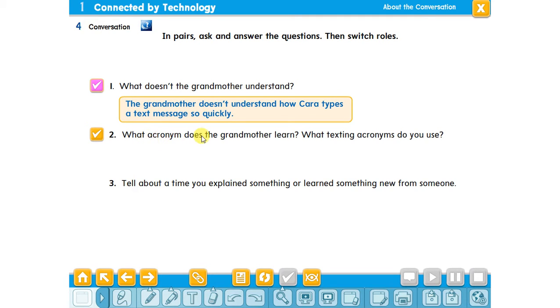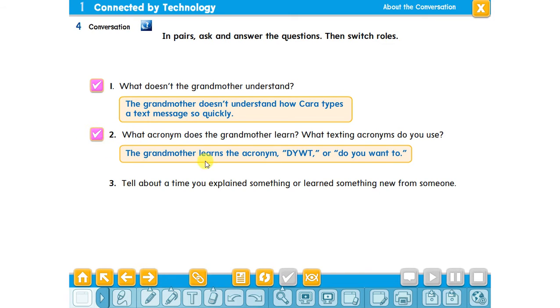What acronym does the grandmother learn? What did she learn? What texting acronyms do you use? You yourself. How do you use acronyms? Usually when you type to your friend. Let's see. What acronyms? The last one اللي هي فيها 8. The grandmother learns the acronym اللي هي DYWT. Or do you want to? This is the one. And the one she learned also, the last one, which has 8.